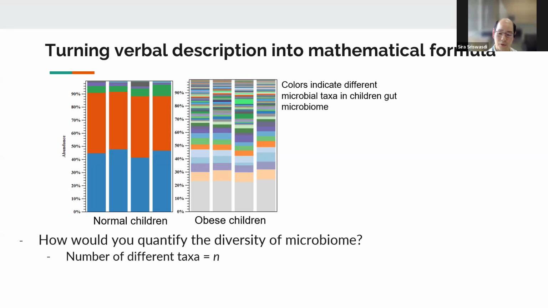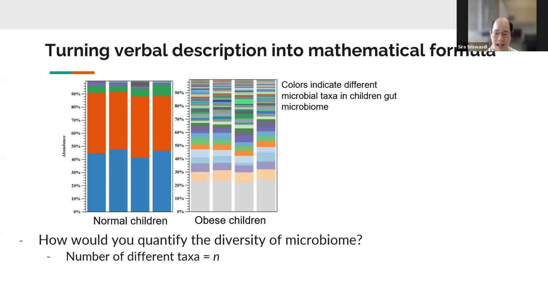For example, you might want to count the number of different taxa, the number of different species. Then in normal children, you might get something like 4, 5, 6. In obese children, you might get 20, 50. This number of taxa can serve as some score that can distinguish between obese and normal children.